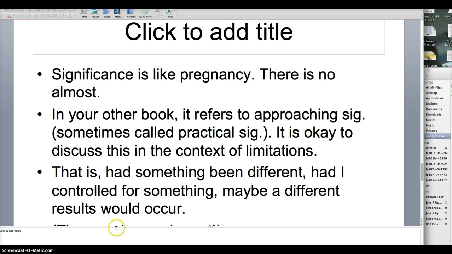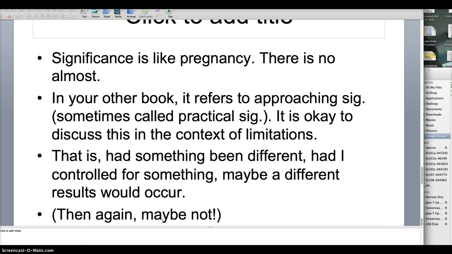Significance. As we said, the significance level that we're looking for is 0.05. The p has to be less than 0.05. And as I've said before, significance is like pregnancy. There is no almost. Either it is or it isn't.